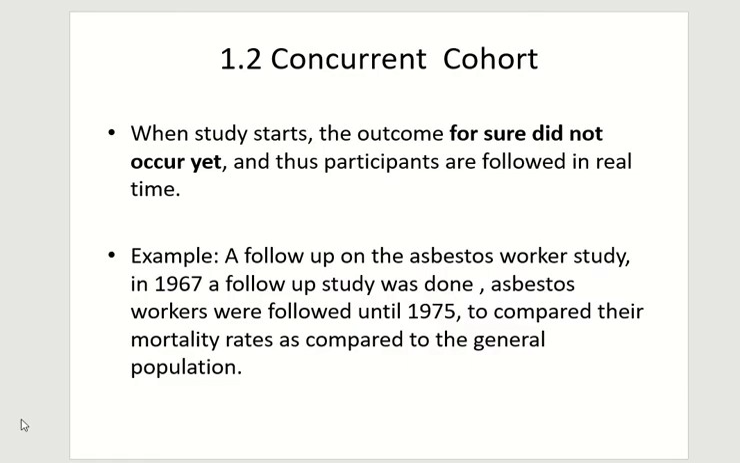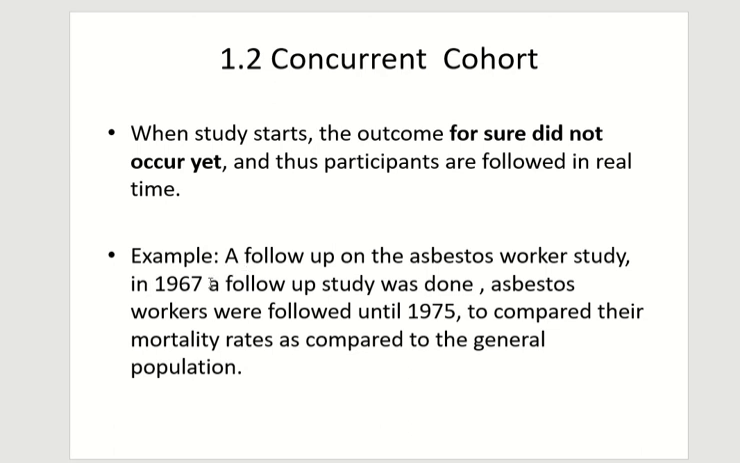The other type of cohort is the concurrent cohort. This is where you're going to follow people in real time, which is easier to conceive. So the example, going back to the asbestos cohort. You remember the study was done in 1965. So what they did after they did the retrospective cohort, the non-concurrent cohort, I should say, they did a concurrent cohort.